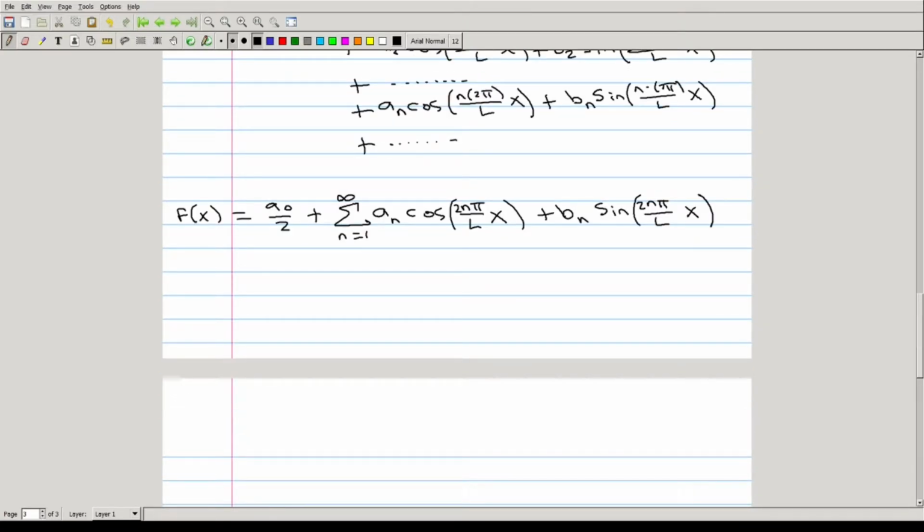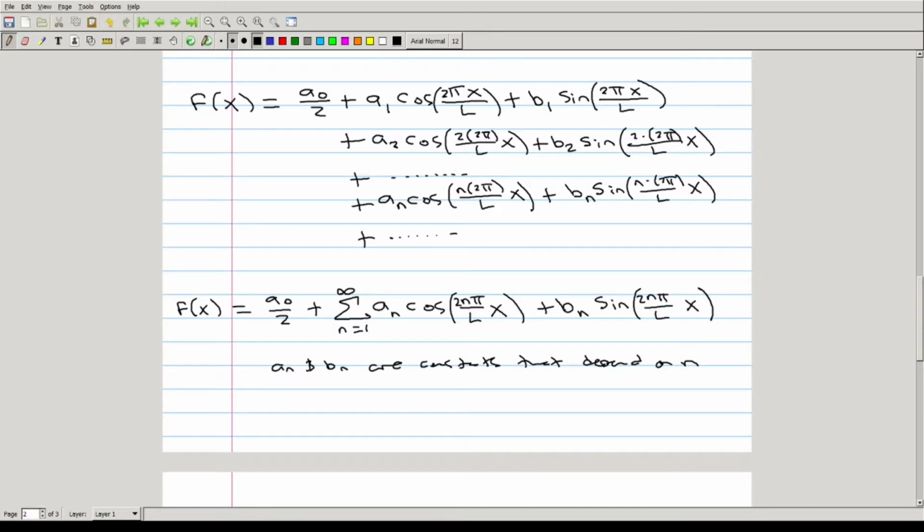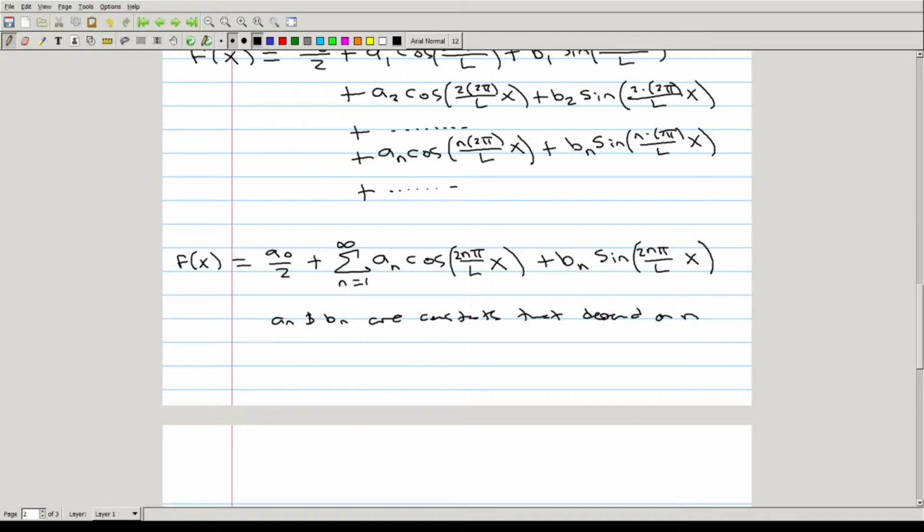So the an and the bn here are just a sequence of constants that depend on n. Say, for the third term, you get a3 times cosine of 6 pi over L x, right, which is an oscillatory function. And we can go through here and see that each one of these terms is going to represent a periodic function at a given frequency, 2 pi times n over L.